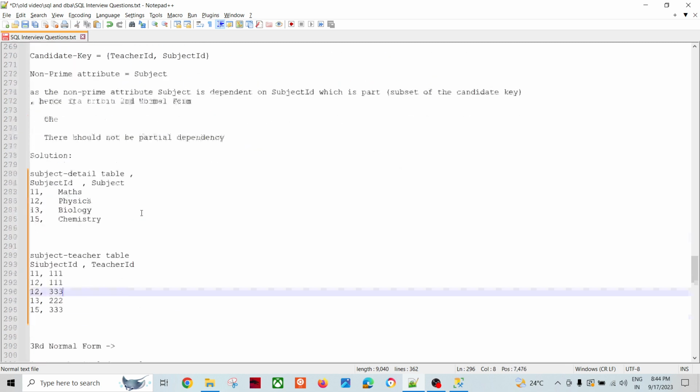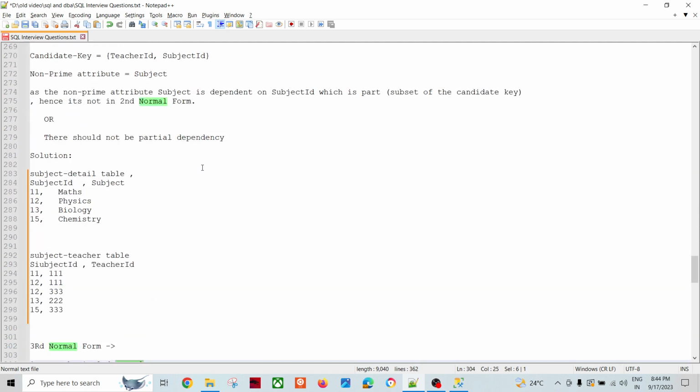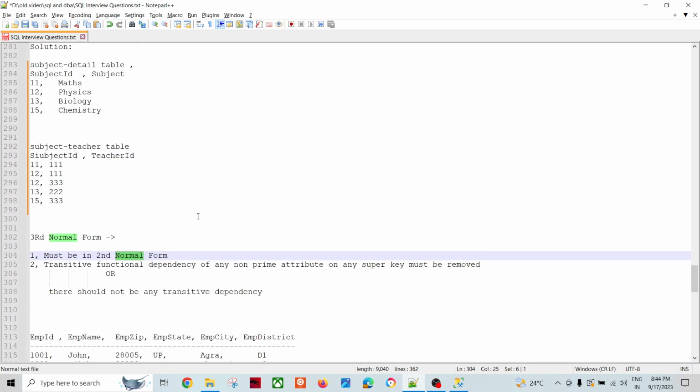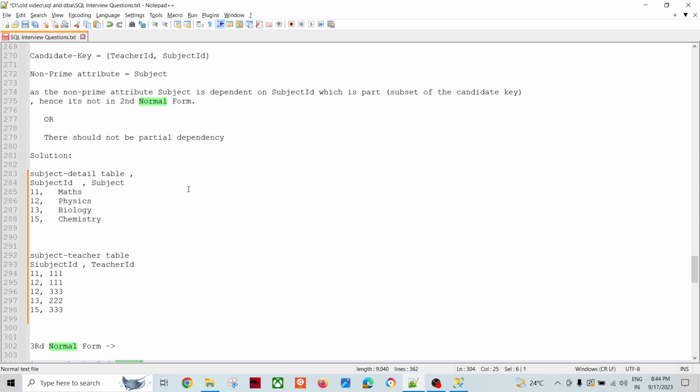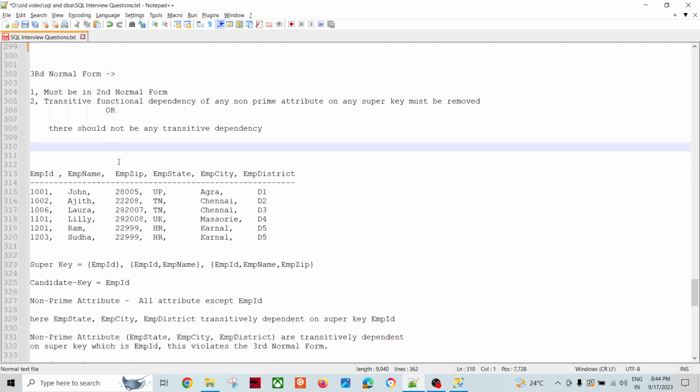Okay. Now, let's talk about the third normal form. Third normal form must be in second normal form, in the sense that there should not be partial dependency. I mean, any non-prime attribute should not be depending upon the part of the candidate key. Also, there should not be a transitive functional dependency. The transitive functional dependency of any non-prime attribute on any super key must be removed.